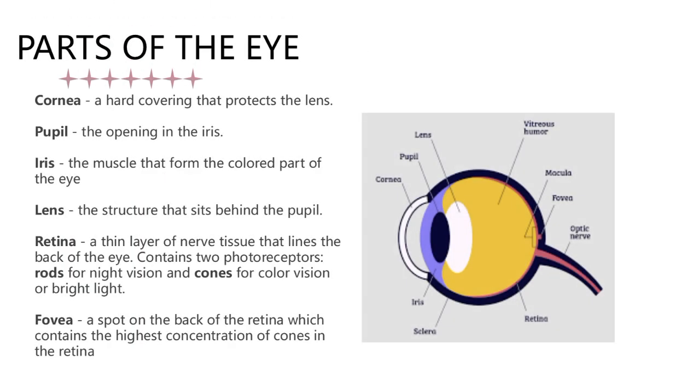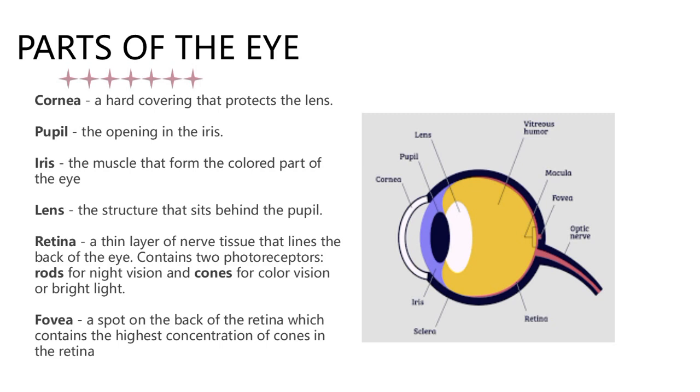Vision. Parts of the eye. Cornea, a hard covering that protects the lens. Pupil, the opening in the iris. Iris, the muscle that forms the colored part of the eye. Lens, the structure that sits behind the pupil. Retina, a thin layer of nerve tissue that lines the back of the eye.